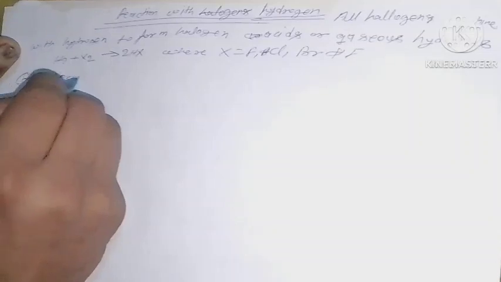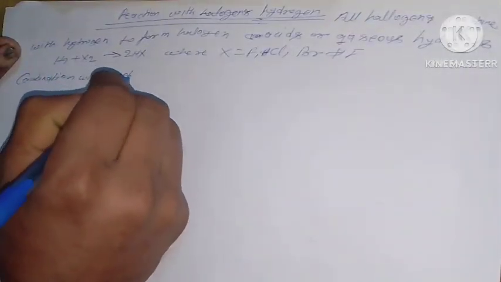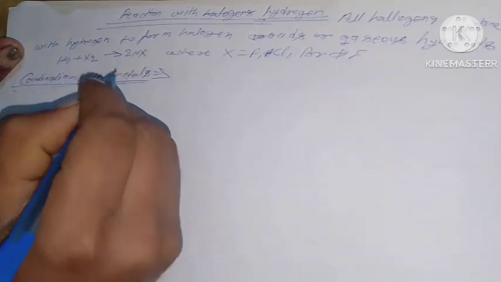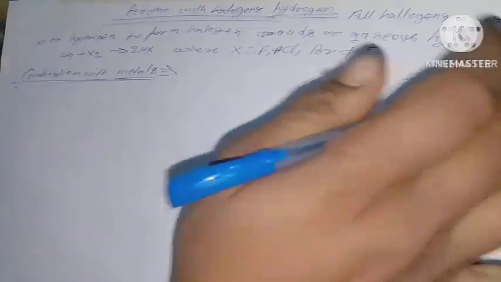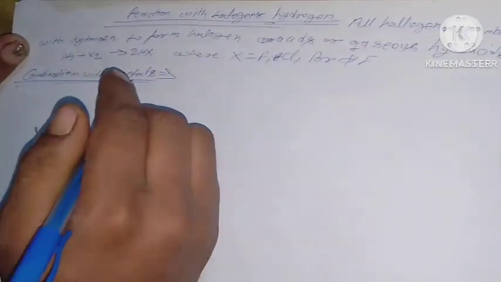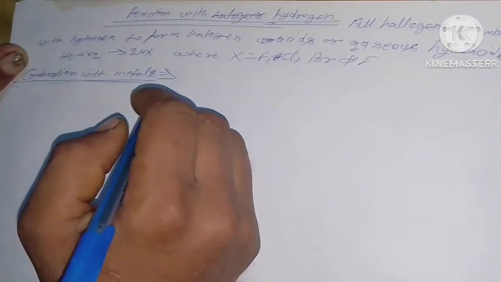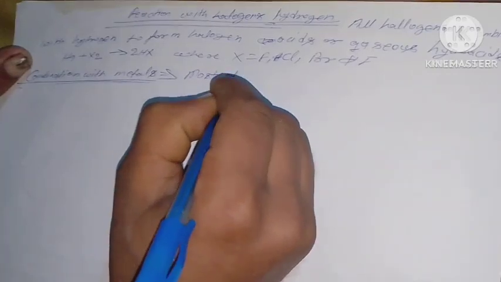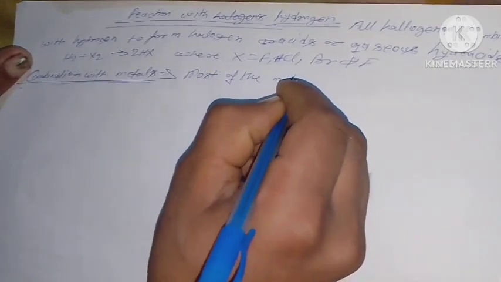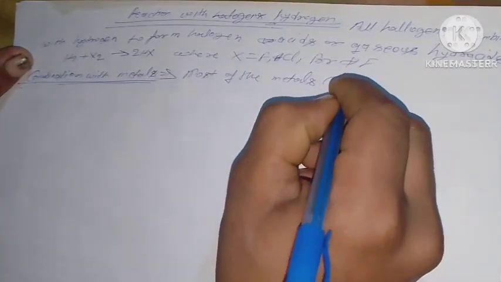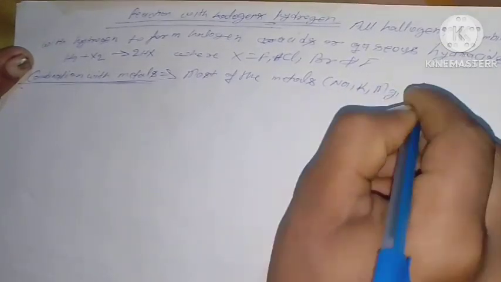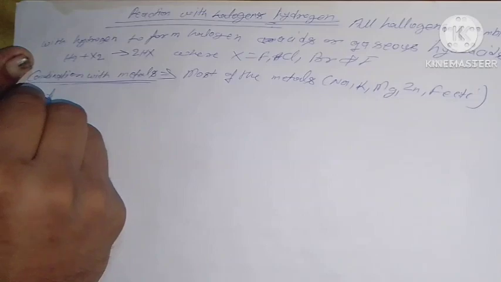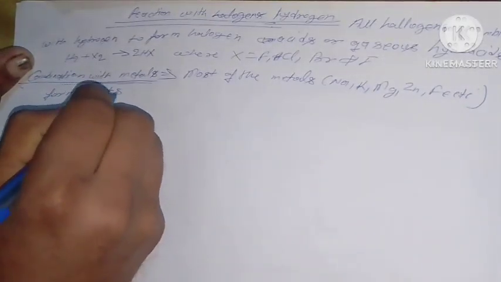Okay, combination with metals. Most of the metals, such as sodium, potassium, magnesium, zinc, ferrous, etc., form halides with halogens.